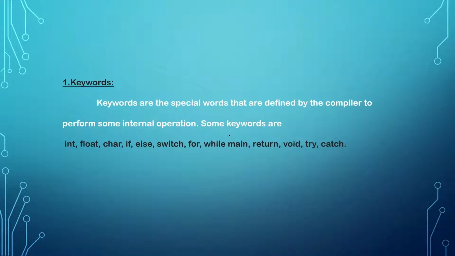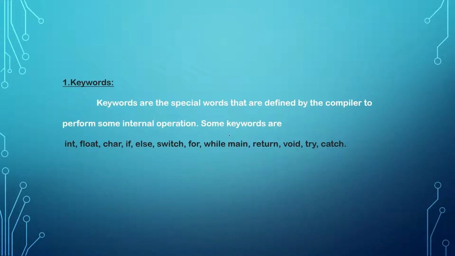If checks for a condition. Else, if the condition fails, a false block has to be executed. Switch is a multiple condition checking statement. So each word has a meaning which is known by the compiler. These words cannot be used as the name of an identifier. They have a special meaning, and we are just going to make use of that.